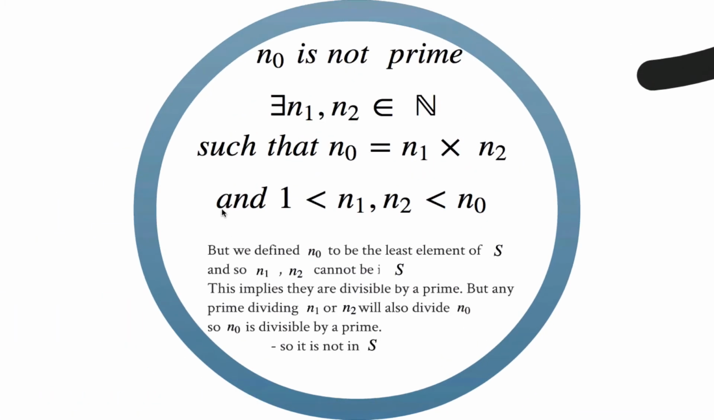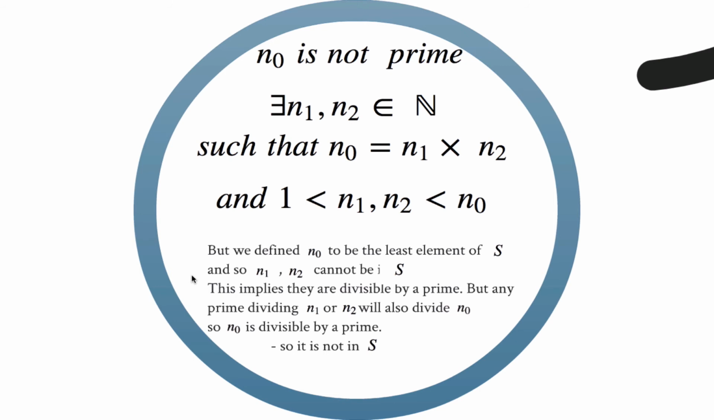However, if n_0 isn't prime, then we can decompose it into some factors. There exist n_1 and n_2, which are elements of the natural numbers, such that n_0 equals n_1 times n_2, and n_1 and n_2 are bigger than 1, but smaller than n_0. Now, we defined n_0 to be the smallest element of S, and so n_1 and n_2 cannot be in S.